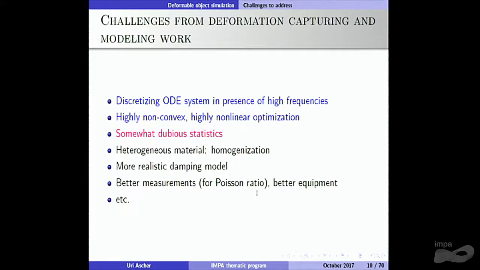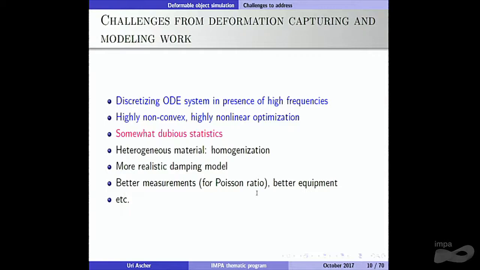Today, in the last part of the lecture, I'm going to do a survey of optimization methods. Somewhat dubious statistics, the topic of next Thursday's lecture. Okay, homogeneous material brings the idea of homogenization methods. There are some papers about that in the literature. I will not mention that at all. I will talk only about the colored one. But nonetheless, let me mention the others.